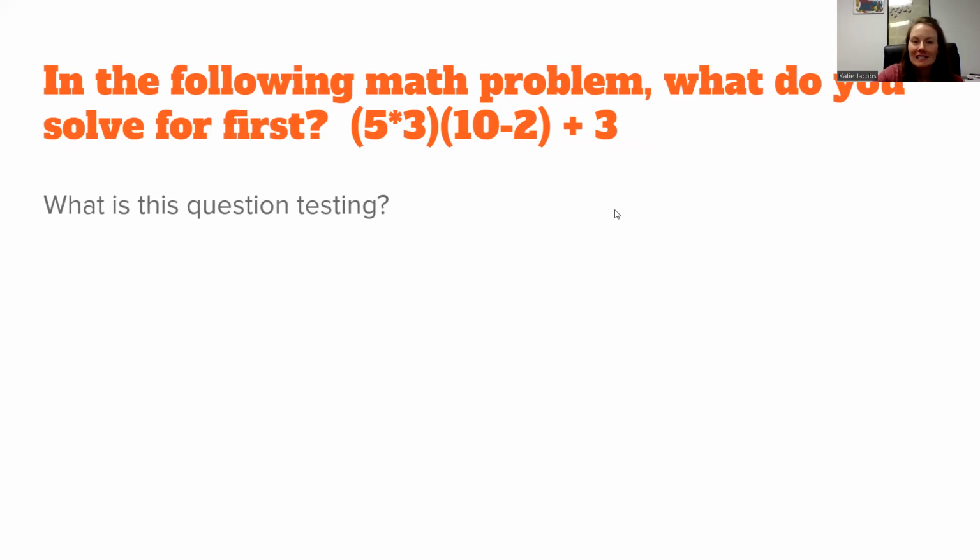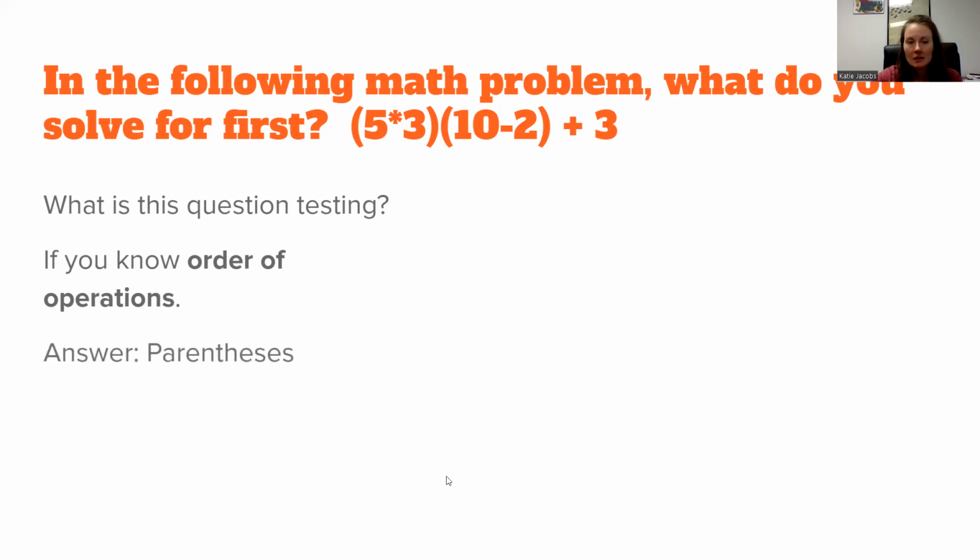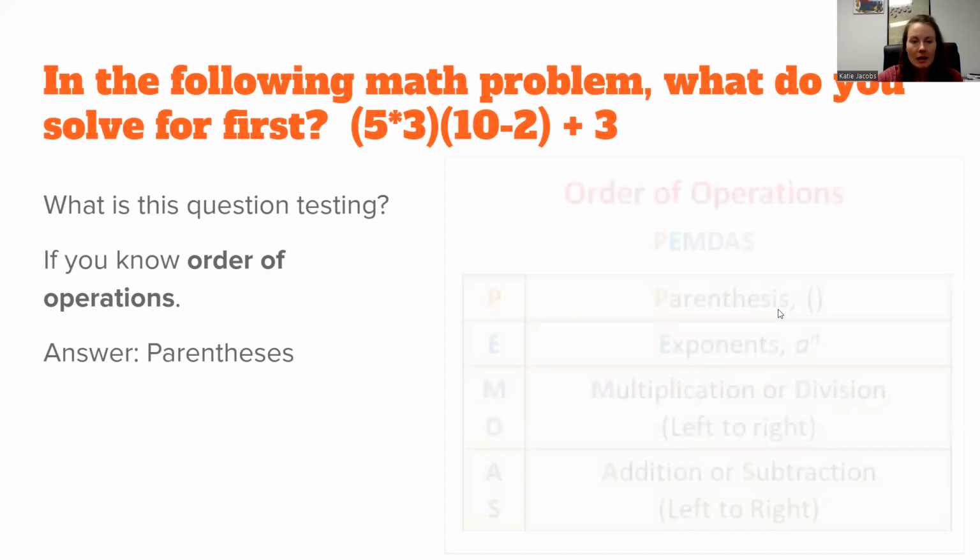All right, so what is this question testing? It's testing if you know the order of operations, which will become important because although we're not going to be doing any new math, we will be doing some complicated formulas at some point where you'll have to apply order of operations. All right, so the answer to this is you're always going to do those parentheses first. We'll read it left to right. So we'll do the 5 times 3 first because that's the first parentheses that we have.